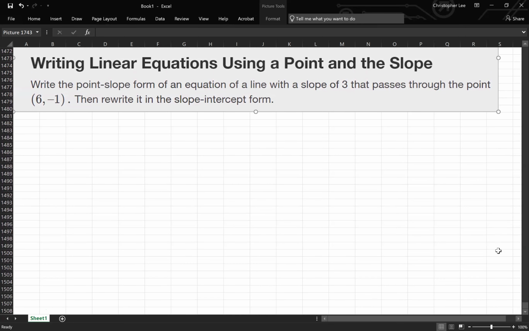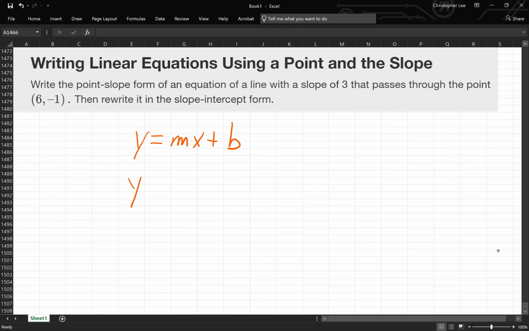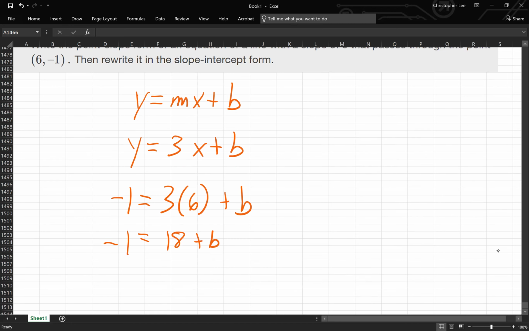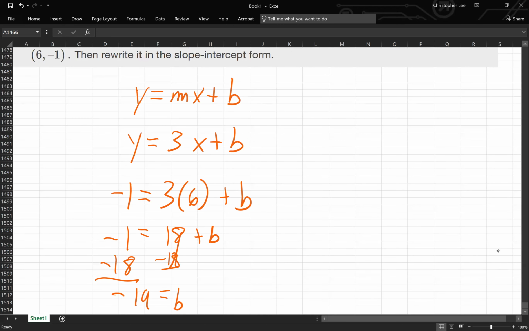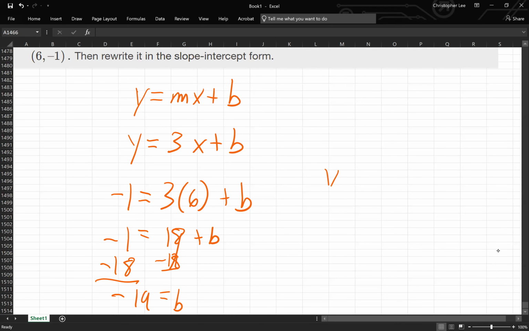Okay. So look, I have y equals mx plus b. I know that my m is equal to 3, so y equals 3x plus b. Plug in the point that we got. So y is -1, which is equal to 3 times the x, which is 6, plus b. -1 is equal to 18 plus b. Then we want to subtract 18. -19 equals b. Rewriting this, I have y equals 3x minus 19. And that's it.